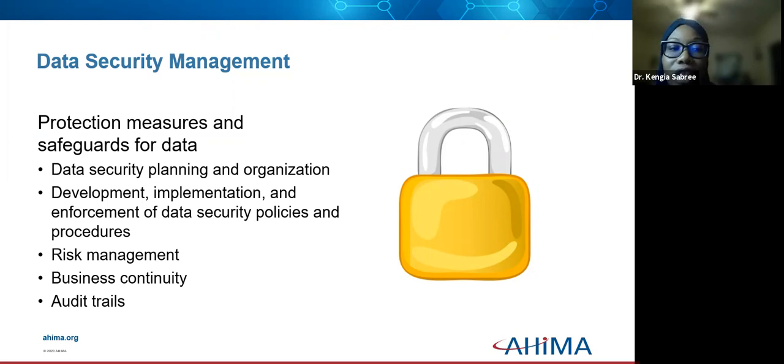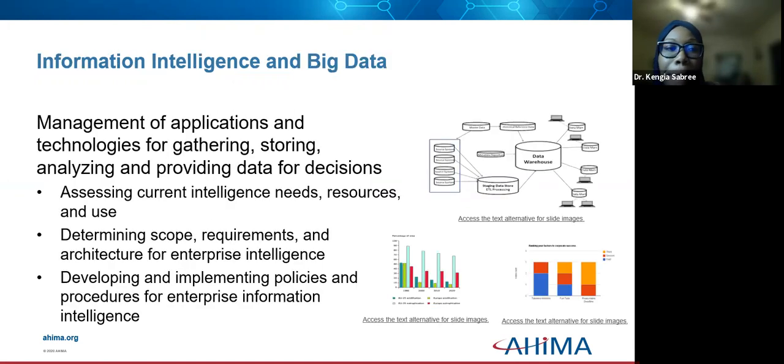So some protection measures and safeguards for data. You want to make sure that data security planning and organization takes place, that the development, implementation, and enforcement of data security policies and procedures take place, and that we incorporate risk management, business continuity, right? As well as those audit trails. So these are some examples of protection measures and safeguards for that data.